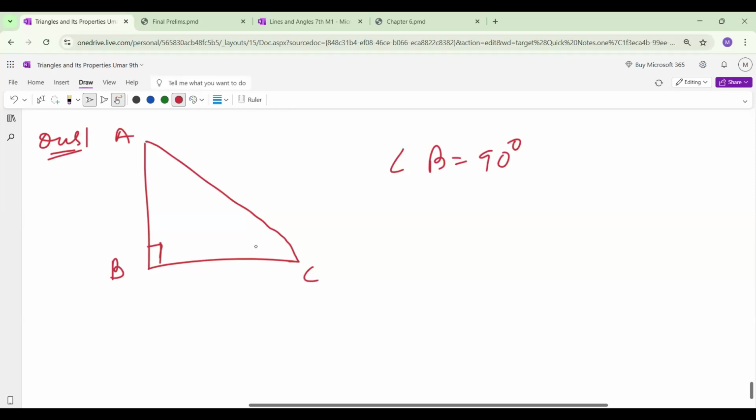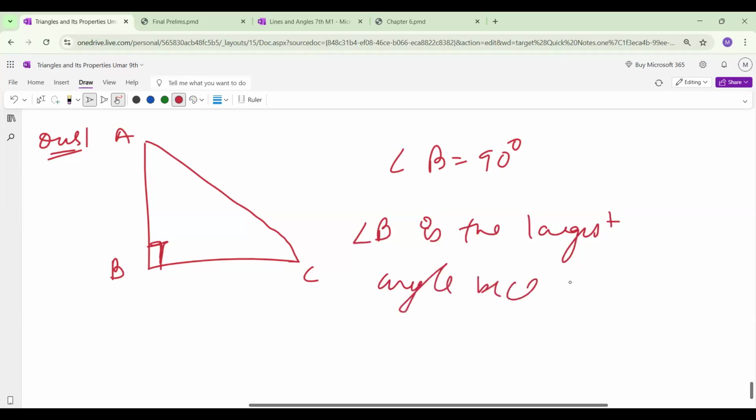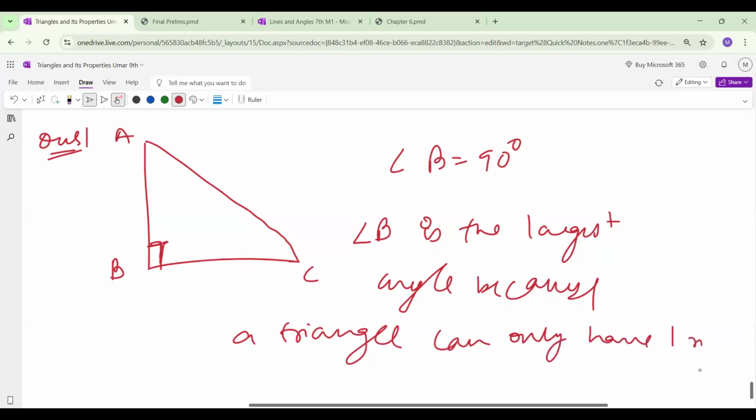Now, we know that angle B is the largest angle, because a triangle can only have one right angle. Guys, because if there are two right angles, then let's say this is 90, this is also 90. So 90 plus 90 is 180. So what's the value of this angle? 0. That's not possible. Or if this is more than 90, then this would become more than 180. That's also not possible. So it can only have one right angle.